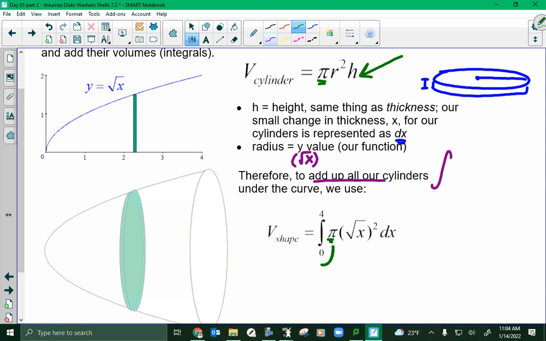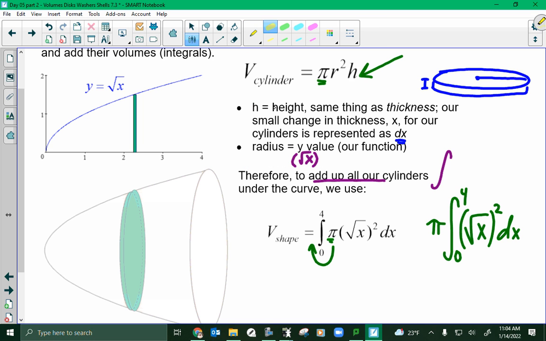We can always take constants and move them out. I always tell my class it's pi on the outside times the integration from 0 to 4 of the square root of x squared dx, okay? So we have my pi, and I'll use my highlighters. Pi is right here. My radius is y, but we're not going to use y. We're going to put the square root of x. So my radius is right here.